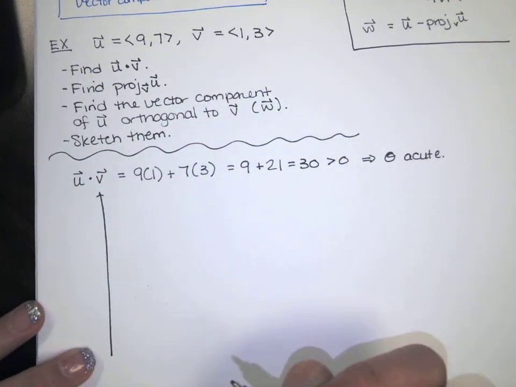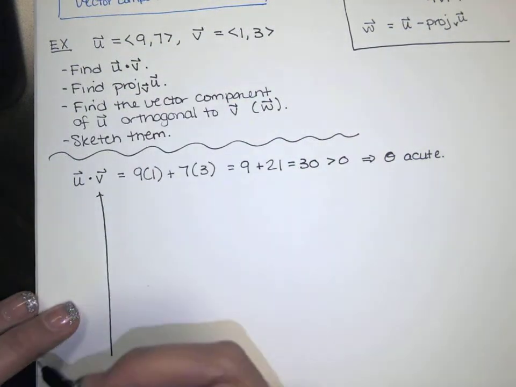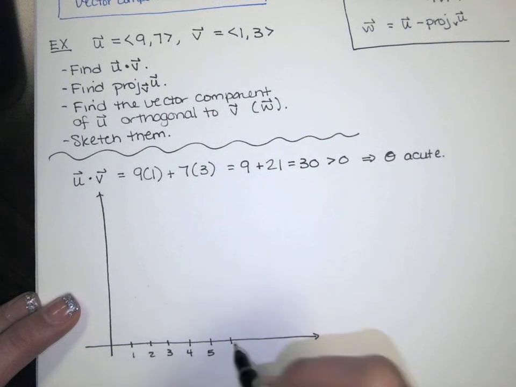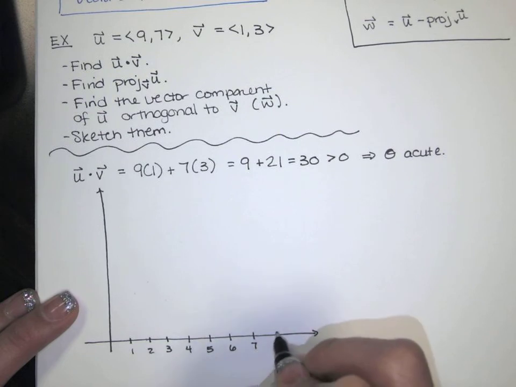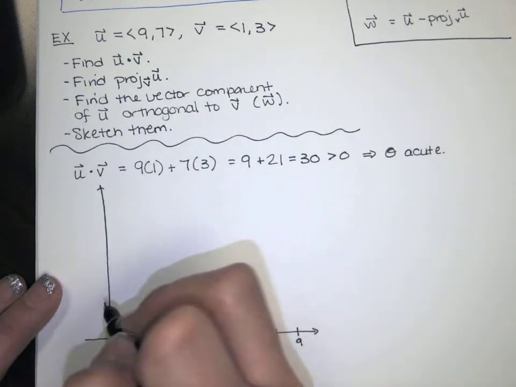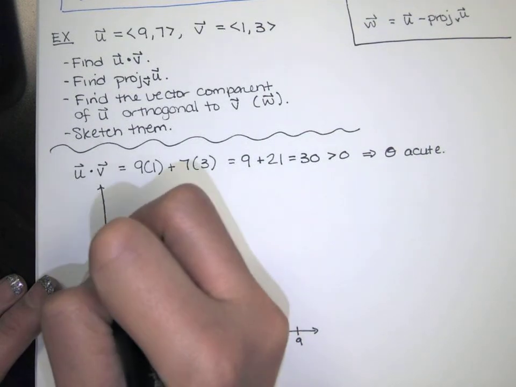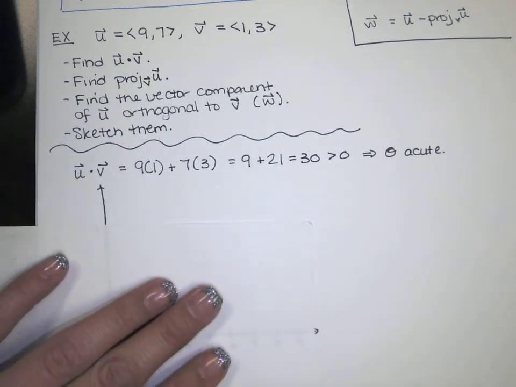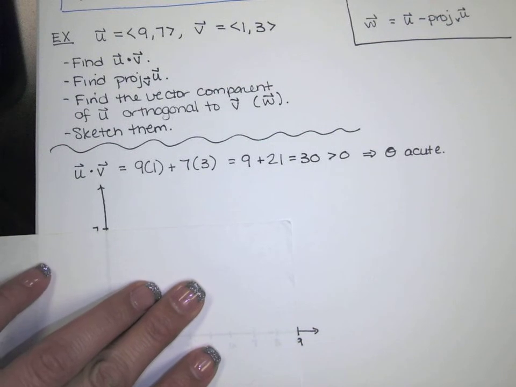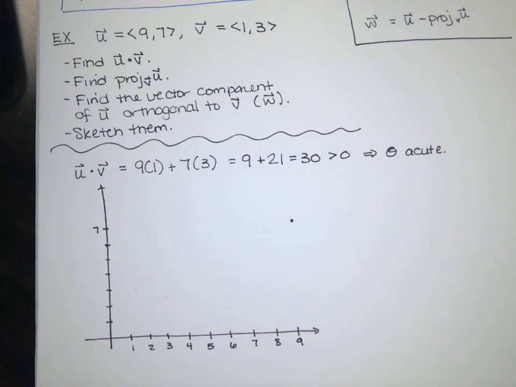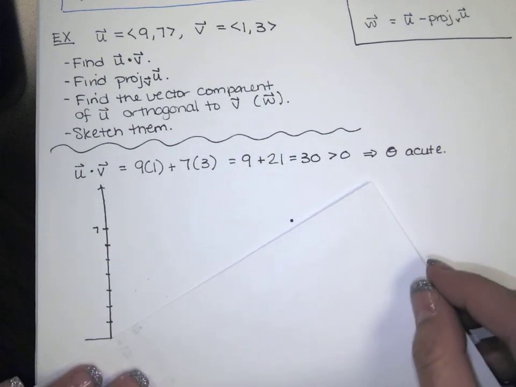I know it says to sketch last, but I think I'm going to sketch first. I want to go 9 units in the x direction, 7 units in the y direction. I'm going to try to make this as nice as possible, make all my tick marks evenly spaced. So I'm going to go 9 units in the x direction and 7 units in the y direction. And at the point 7, 9, I'm going to use another piece of paper as a straight edge. 7, 9 is right there approximately, that corner. So this is my vector u.